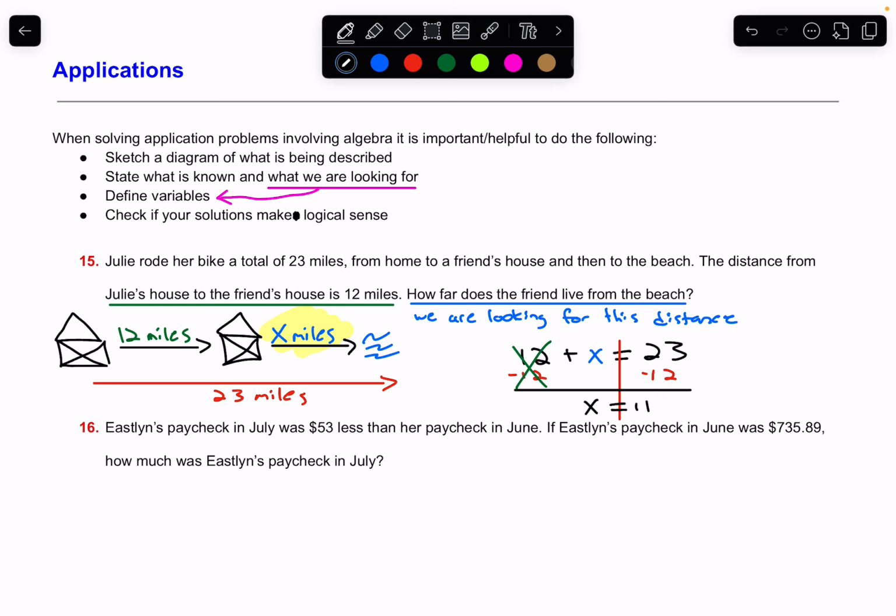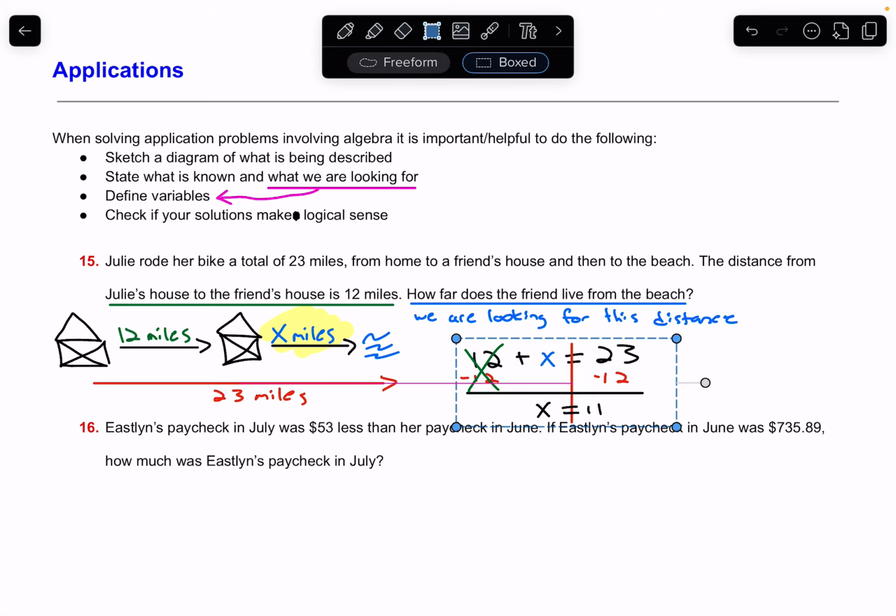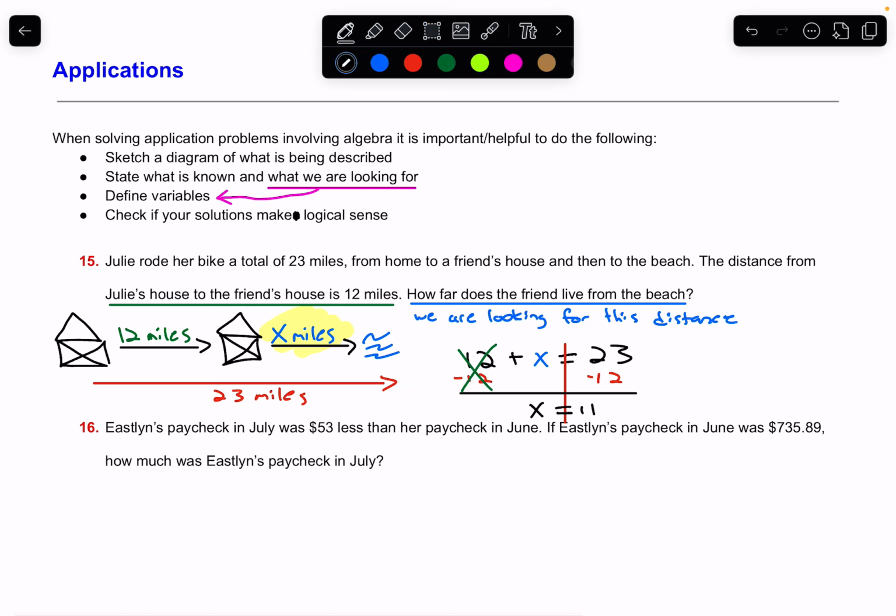It's not enough to stop here. We now need to actually say what X equals 11 represents. Okay, so we're just going to take our answer and turn it into a sentence. We can say that the friend lives 11 miles from the beach. Okay, so always make sure if the question is in words that you answer in words. I don't need a super complete sentence with amazing grammar, but I do need to know that you understood the context of the question and what you were solving for.